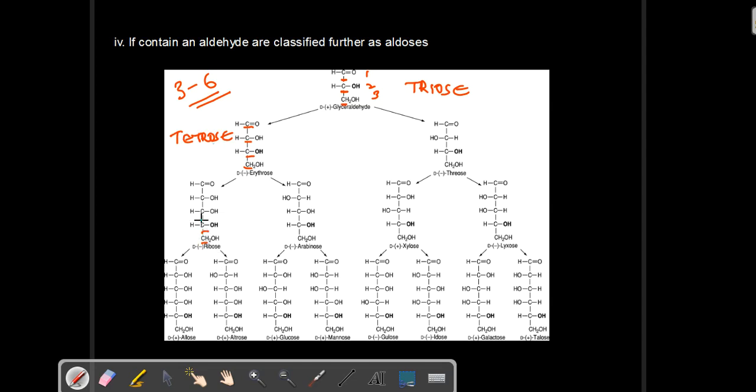Let us have a look at this. 1, 2, 3, 4, and 5. So this is a pentose. This is a pentose monosaccharide. Similarly, this one has 1, 2, 3, 4, 5, and 6 carbon atoms. So this is supposed to be a hexose. This is a hexose monosaccharide.